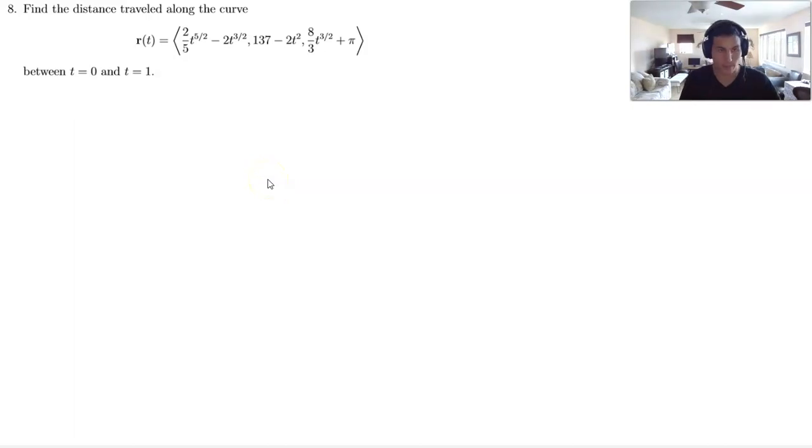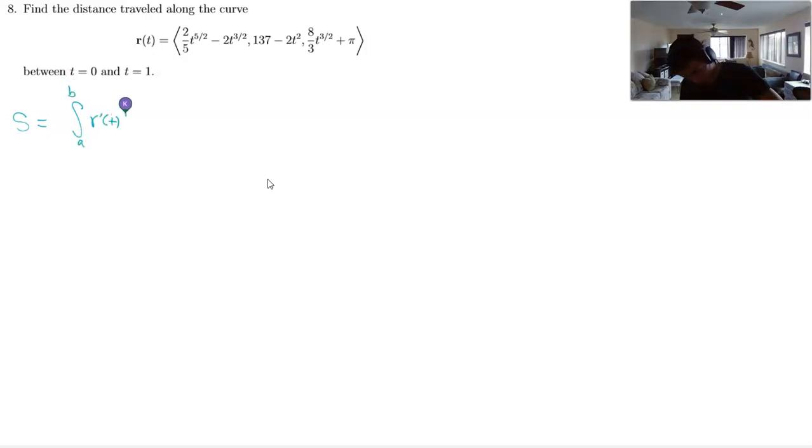Okay, so this next problem, I like these types of problems because it's an arc length problem with a vector. So if you want to find the distance traveled, we'll call it S, because most textbooks do that. And we know it goes from B to A of the norm of R prime of t dt. B and A are both time variables in this case.